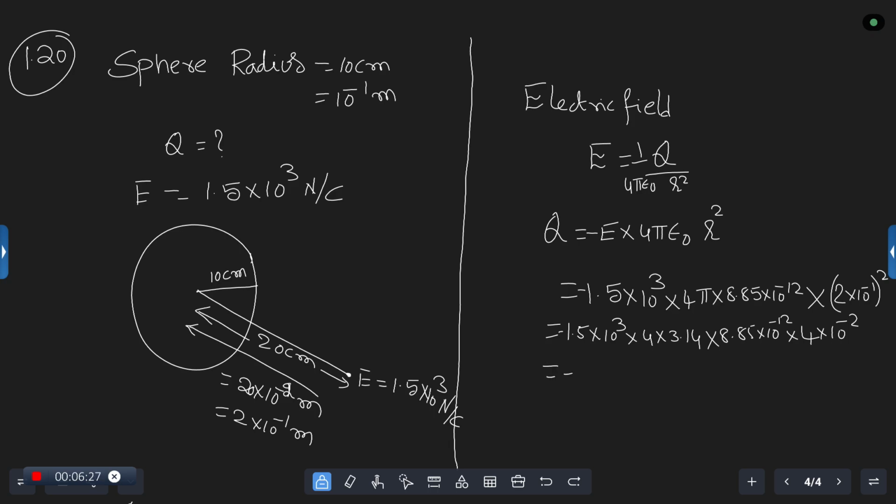Okay, minus 6.67 into 10 power minus 12. How much you will get? Minus 9. Okay. So minus 6.7 nanocoulomb.